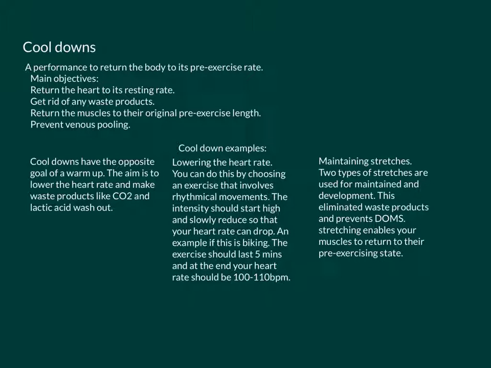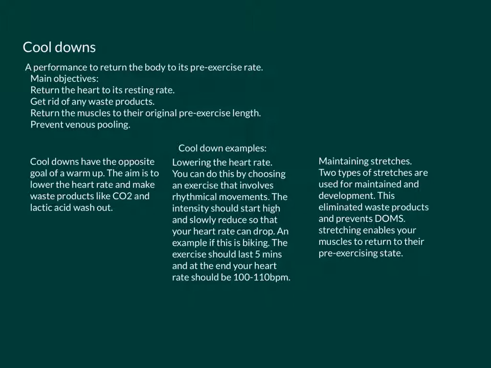A cool down. A cool down is a performance to return the body to its pre-existing rate. This means that it has the opposite effect of a warm-up. The main objectives are to return the heart to its resting rate, get rid of any waste products, and return the muscles to their original pre-exercise length. Preventing venous pooling is also another aim. The aim is to lower the heart rate and make waste products like CO2 and lactic acid wash out.